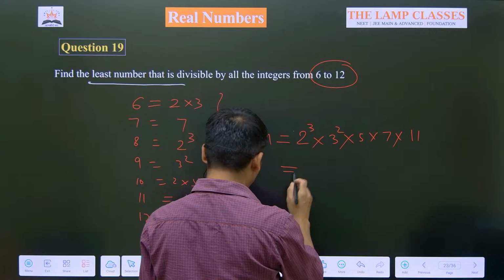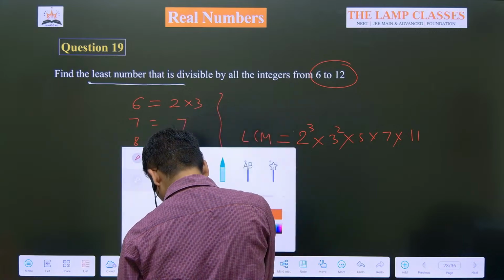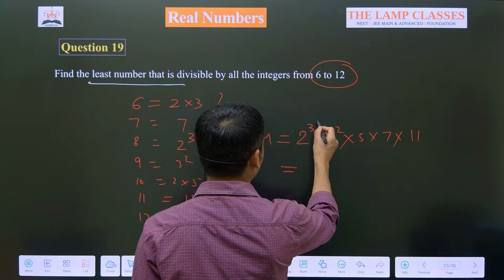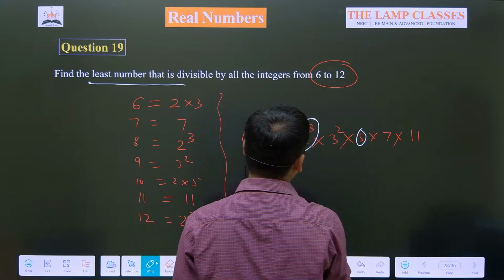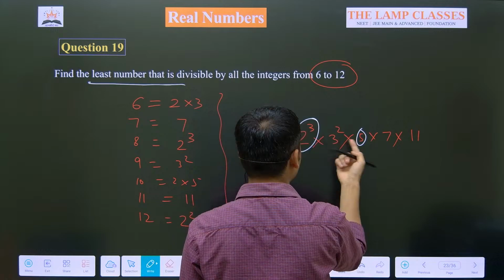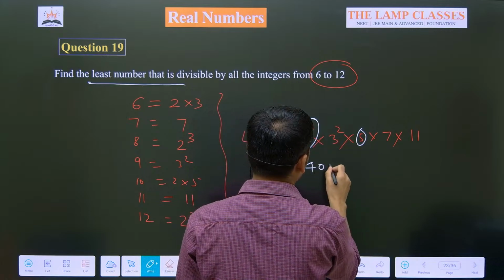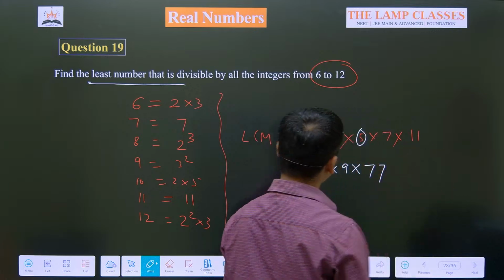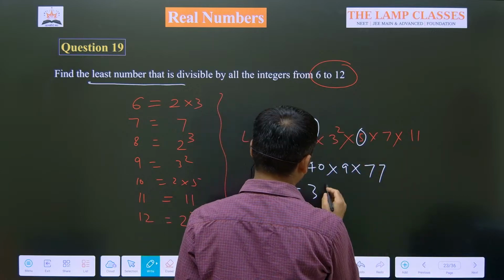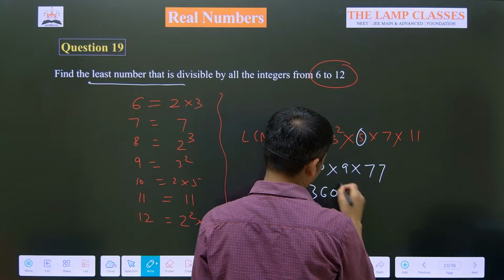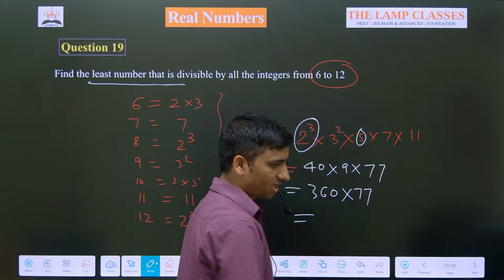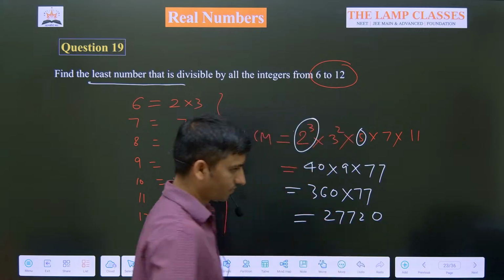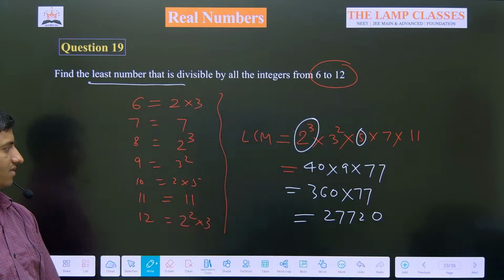And to multiply them, you know that whenever we do multiplication, multiplying 2's and 5's is easy, right? So we can multiply these and these together, right? So 2 raised to 3 is 8, 8 times 5 is 40, into 9 into 77, right? So that is 360 into 77, and that you can multiply. So I think the answer is 27720. Yeah, you can check the calculation. This has to be the answer.